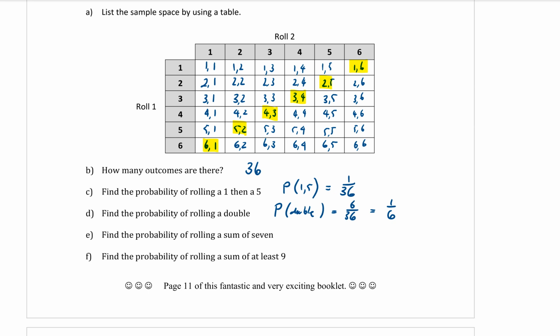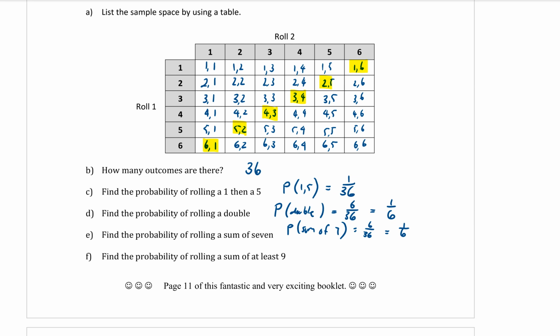So that is 1, 2, 3, 4, 5, 6 outcomes again out of 36. So let's use our notation. Probability of a sum of 7 is 6 out of 36, which simplifies to 1/6.